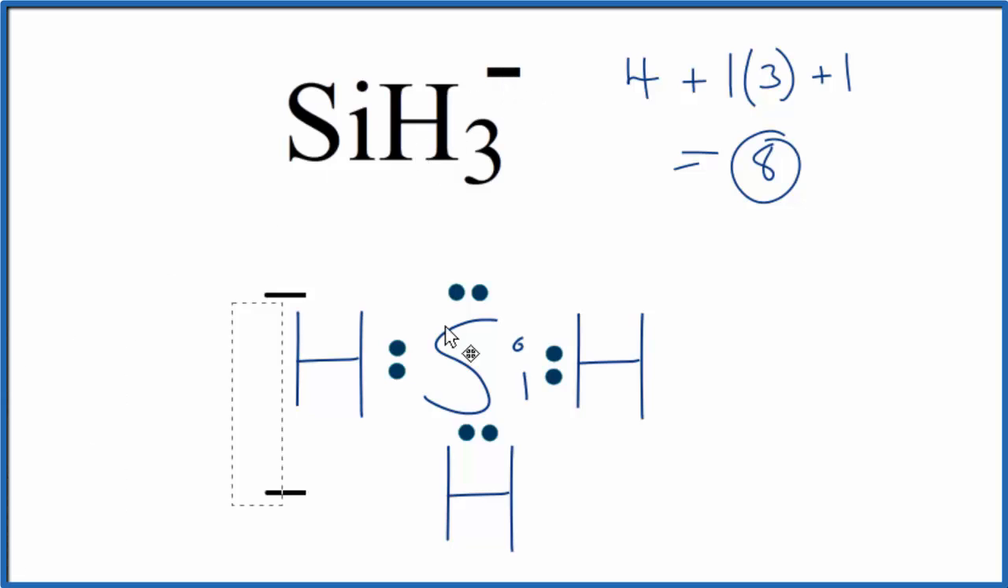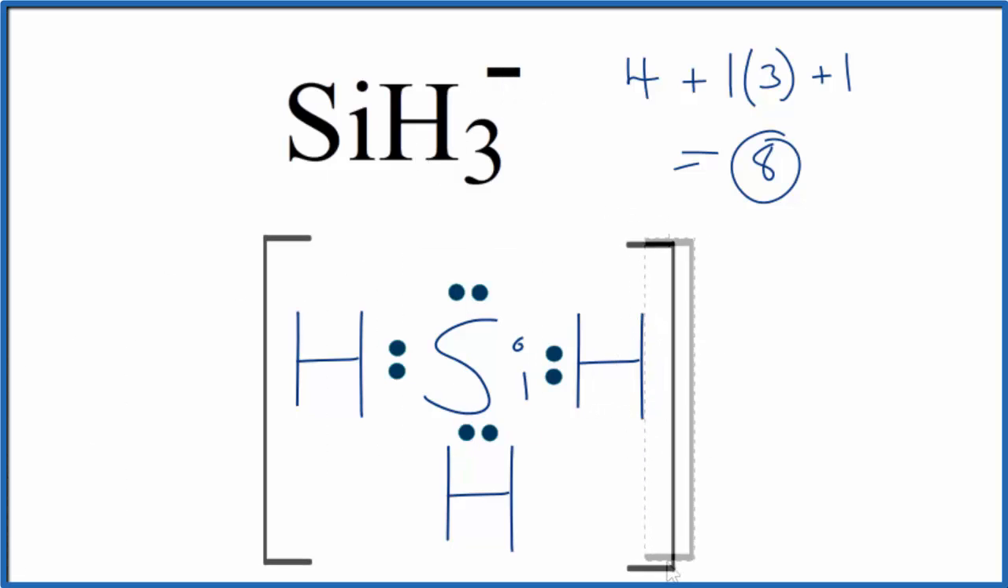Let's put brackets around it. And then we'll put that negative sign out there. So the brackets and the negative sign shows that we have an ion.